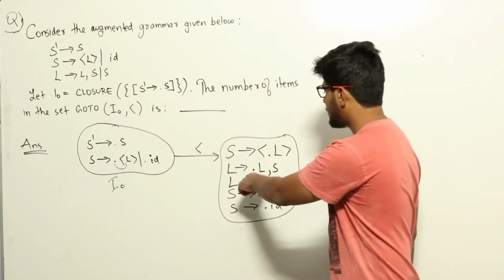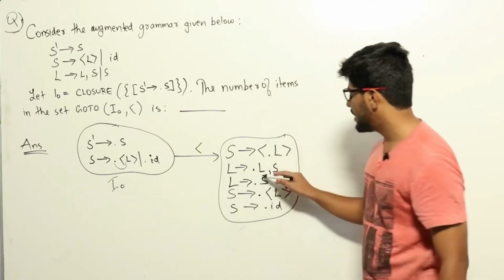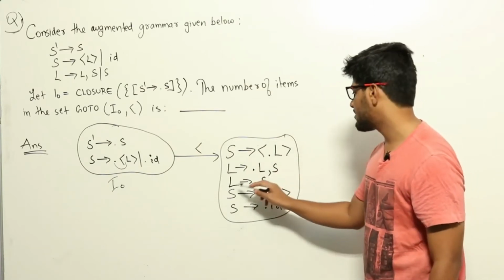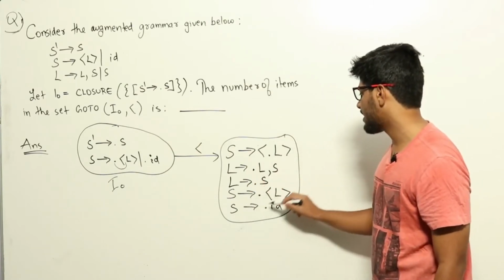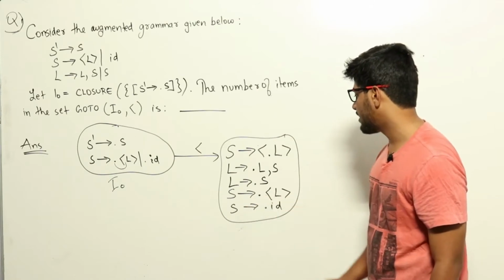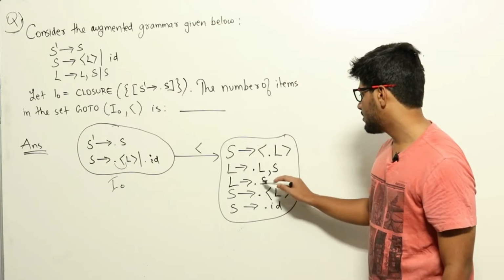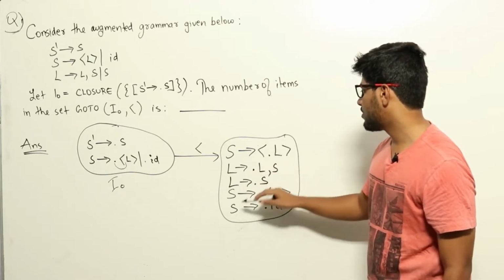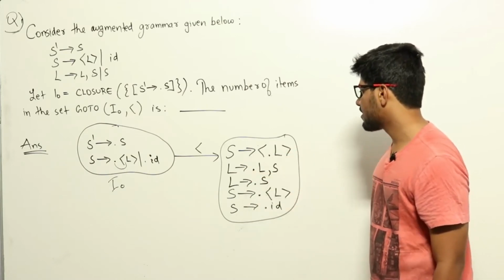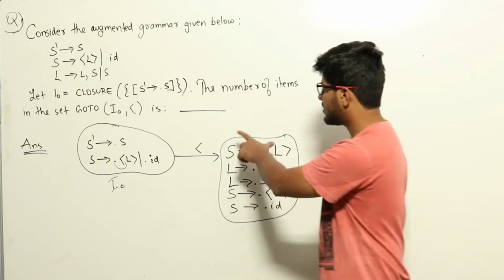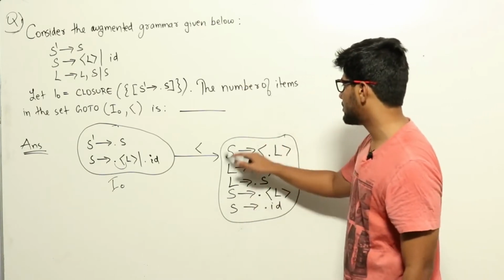Again now dot is appearing before a new variable S, meaning S also we need to expand here, that is S gives dot left bracket L right bracket, or S gives dot ID. At this point you will see dot appears before terminals only. This S we have already expanded, this L we have already expanded. So at this point we can stop expanding. So this is the closure of this set.